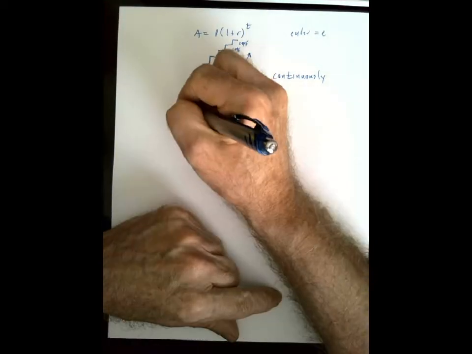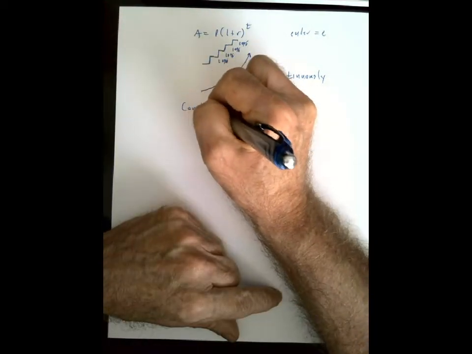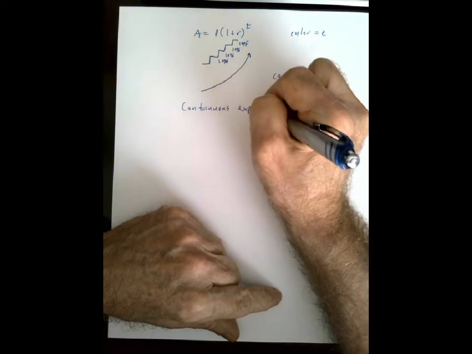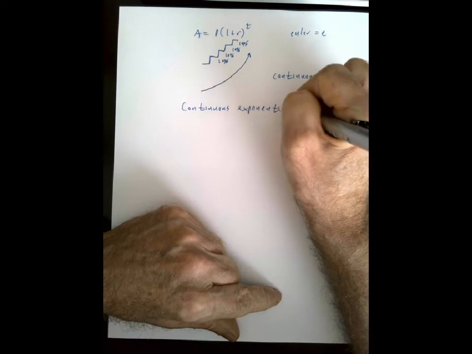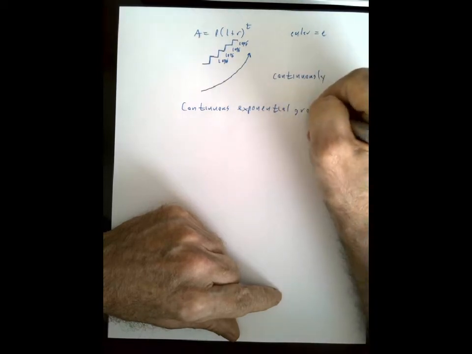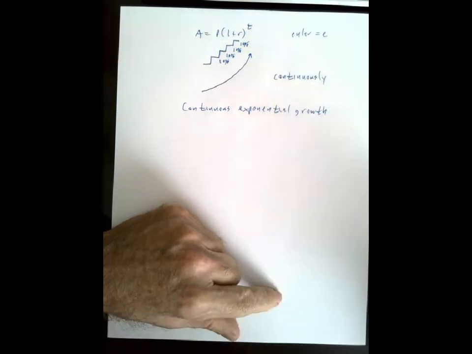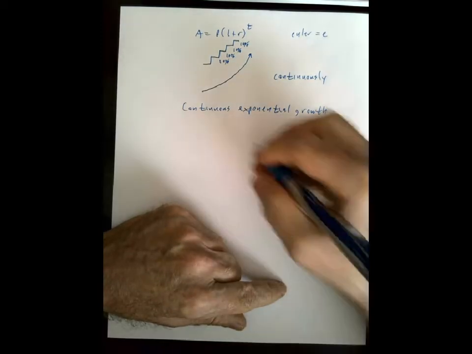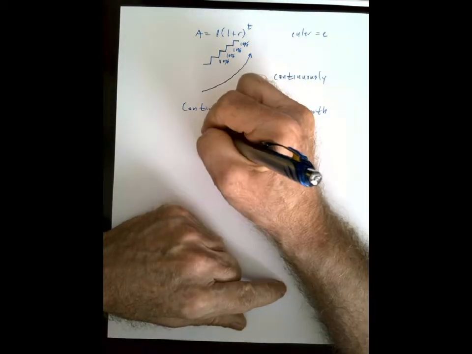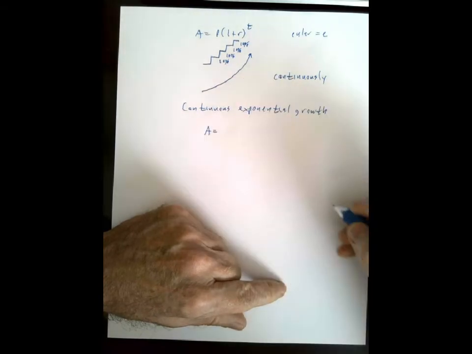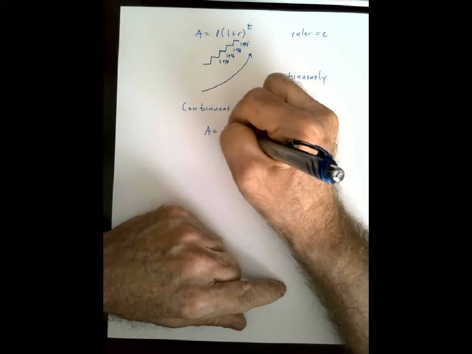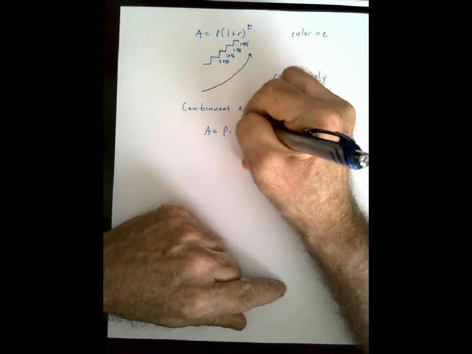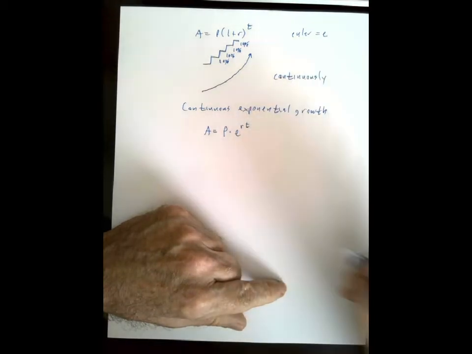So this is what we're going to talk about right now for a few minutes: continuous exponential growth. And continuous decay also, by the way. Continuous exponential growth looks like this. We're going to use this formula here, where A, the ending amount, is equal to P, the initial amount, times E to the RT.